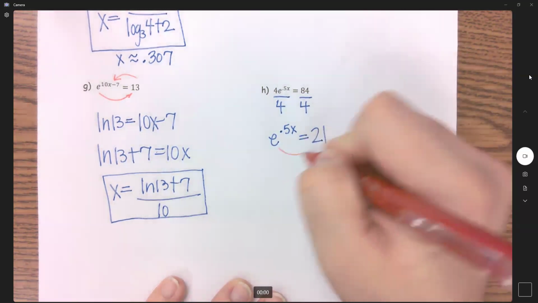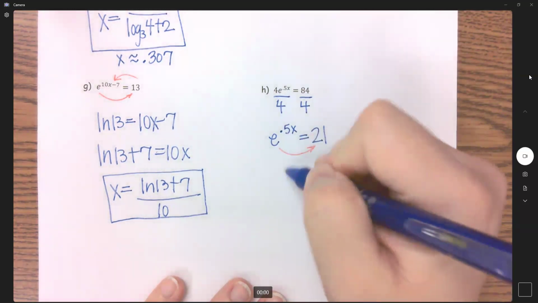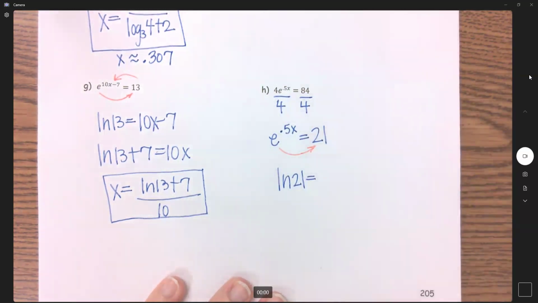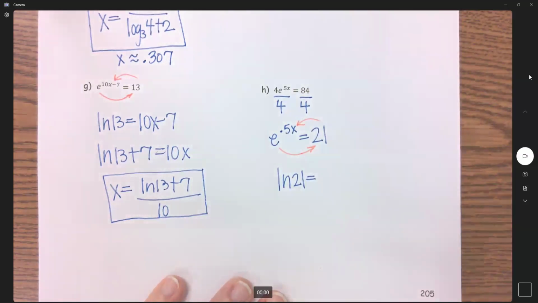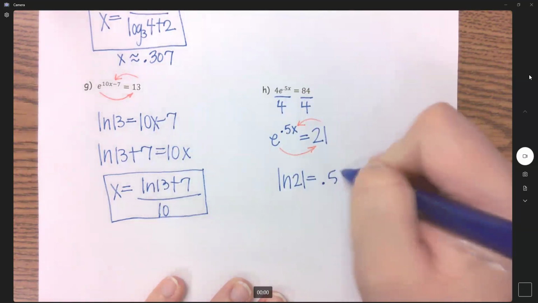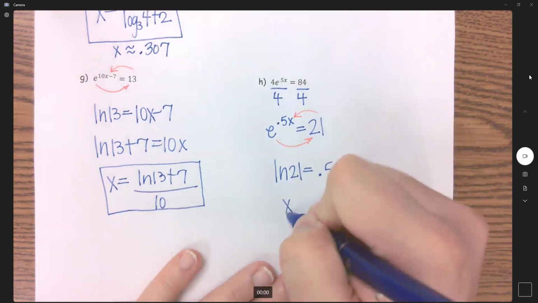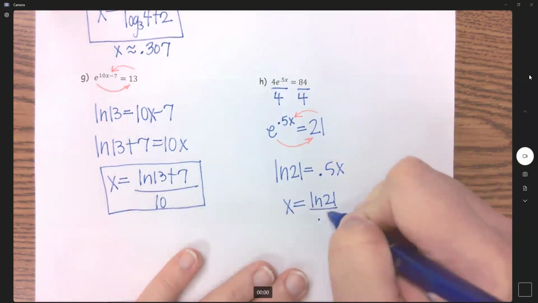So when I go base to the other side of the equals, a log with a base of e is natural log, so we'll have natural log 21 equals 0.5x. And then to get x by itself, divide. So we get x equals the natural log of 21 over 0.5.